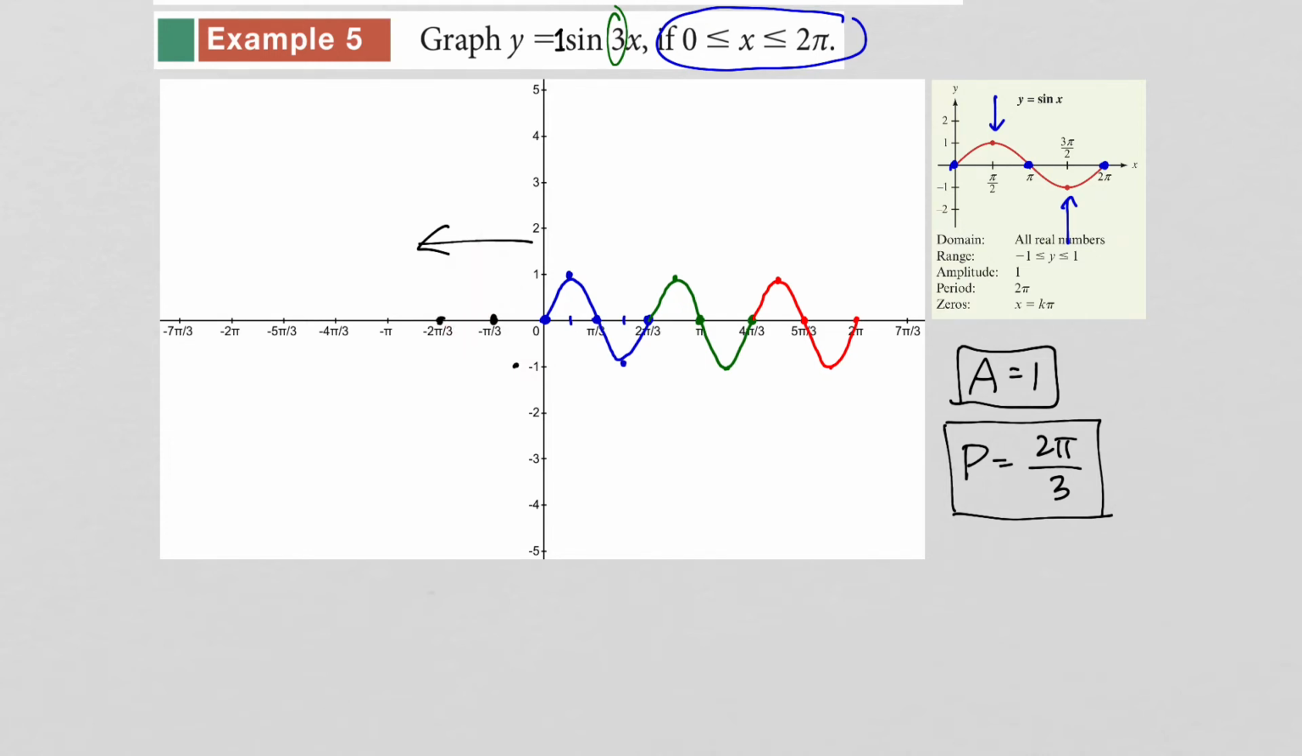So to summarize, it's going to go through these points here. And I could keep on going. It's going to hit 2 more times there, 2 more times there, and another time there. And then halfway in between at all these points, it's going to be a low point, a high point, a low point, a high point, and a low point. So what you notice is I'm graphing all the important points first, and then sketching them is just a matter of connecting the dots.